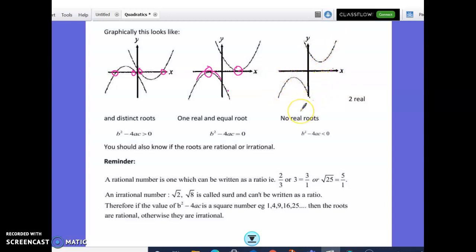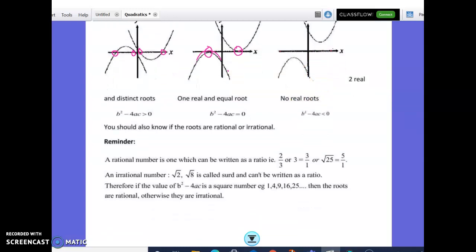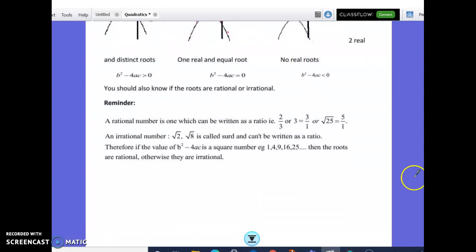We also need to know whether or not our roots are rational or irrational. Very simple way to find that out. If we can take the square root, it's rational. If we can't, it's irrational.